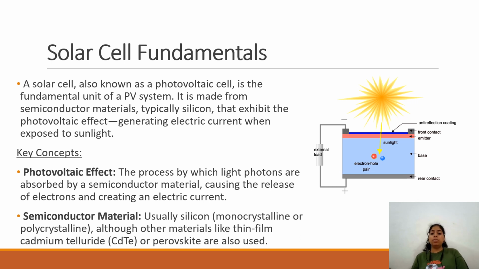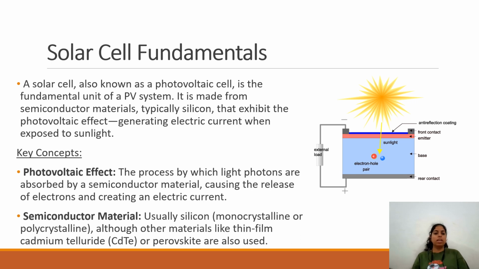Looking at the picture, we can see there is a picture of a solar cell. When it is exposed to sunlight, there is an anti-reflective coating and there is a front contact, there is an emitter. When the solar cell is exposed to sunlight, there are electrons and holes in the semiconductor, and there is electrons and holes contact and electric current is generated.